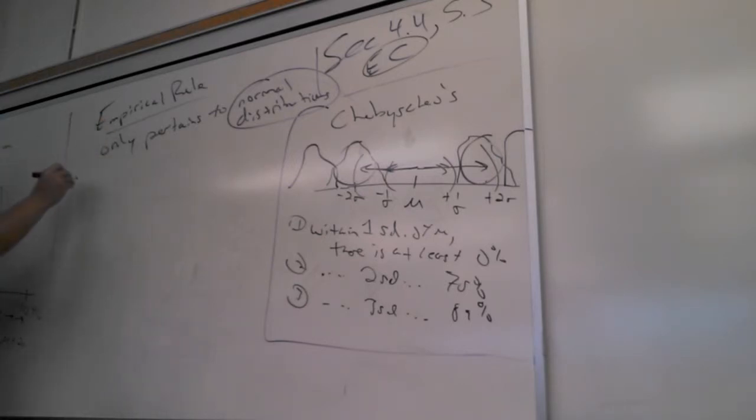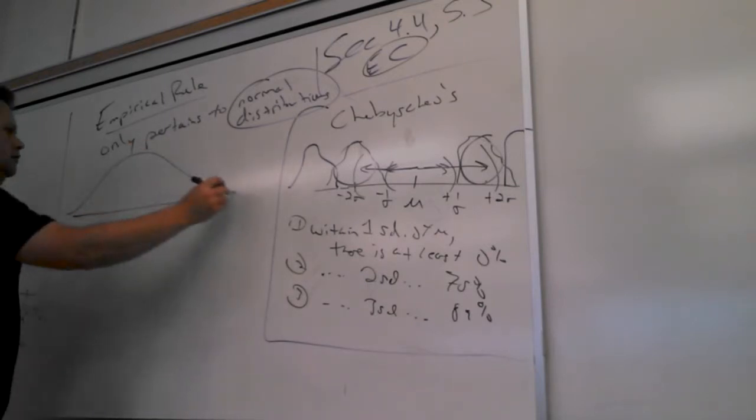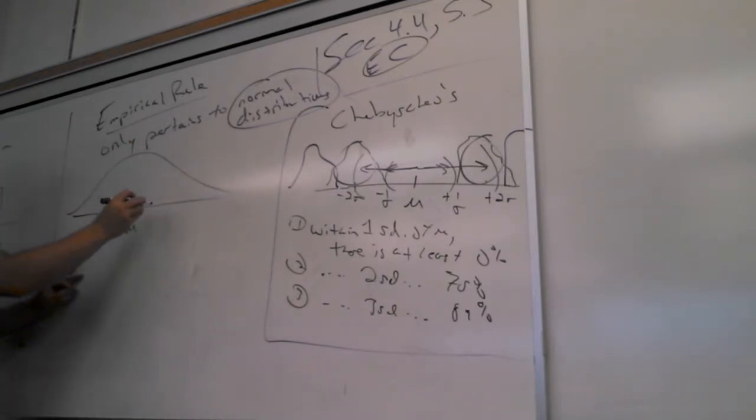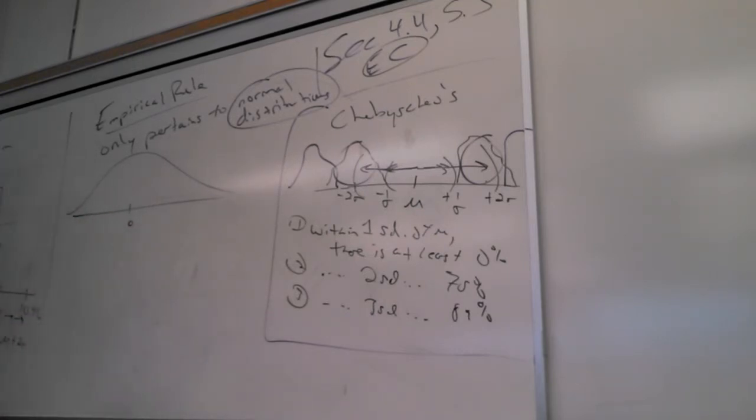But here's what the empirical rule says. Well, that's beautiful. Now let me see if you guys can handle this. Let me call the mean zero. So what am I using here? If I go one standard deviation up and I put a one there, what are these actually?